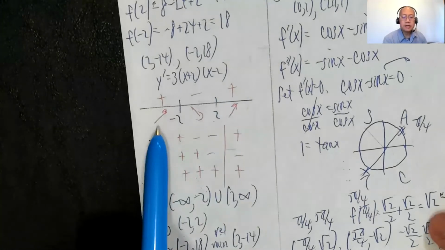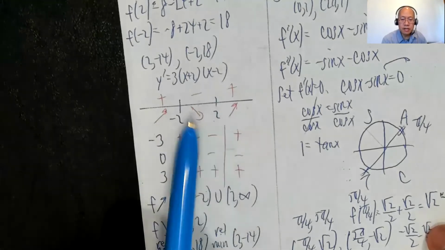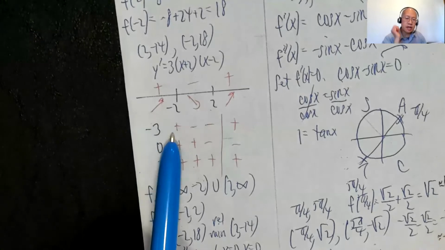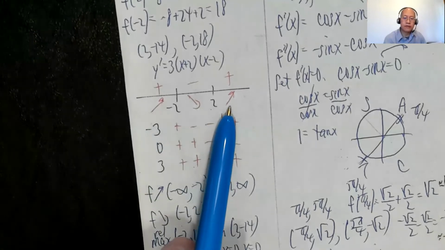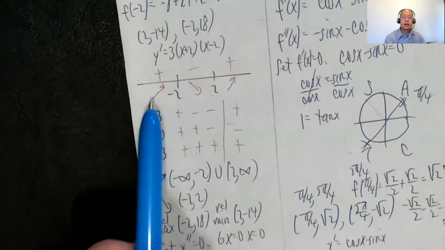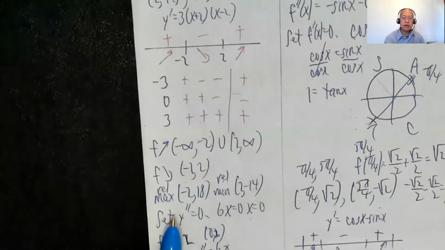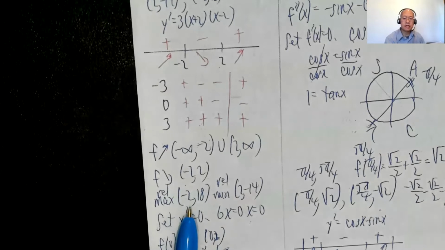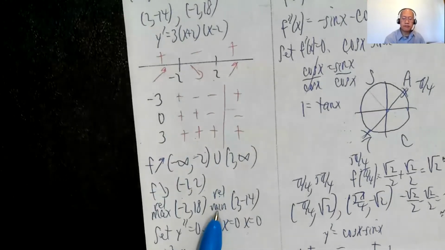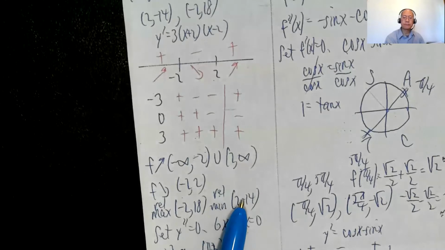Positive first derivative, increasing; then negative, decreasing; then increasing. So f is increasing from -infinity to -2, union 2 to infinity. f is decreasing just between -2 and 2. If the graph goes up, then down, that's a relative maximum at (-2, 18). The graph decreases, then increases, a relative minimum at (2, -14).